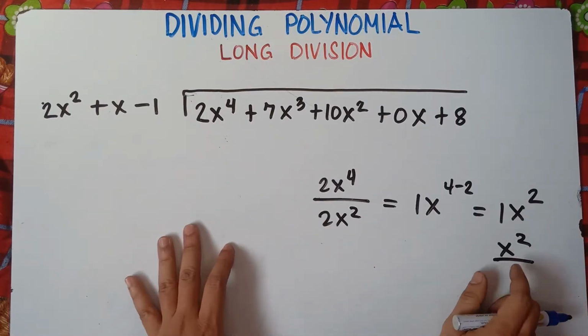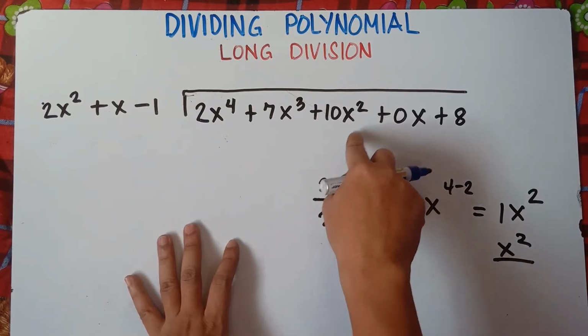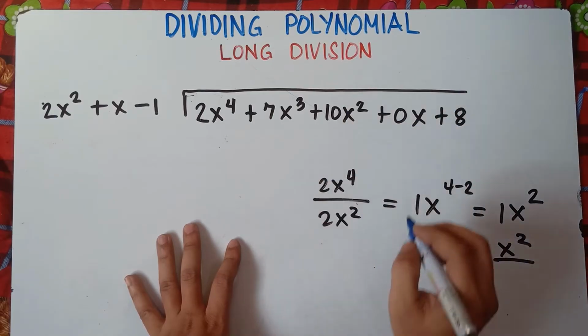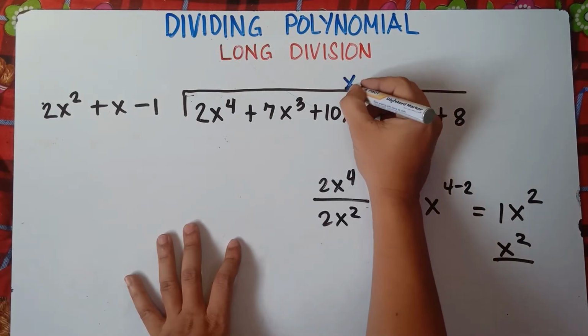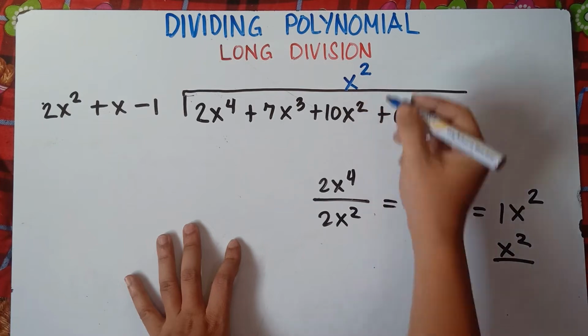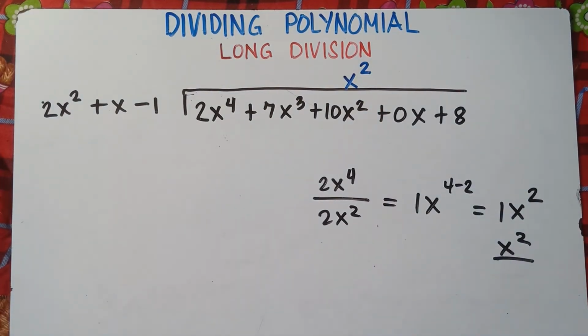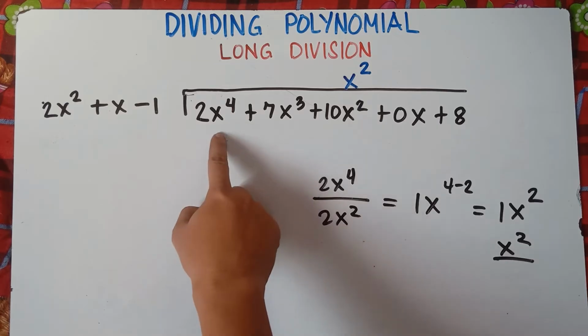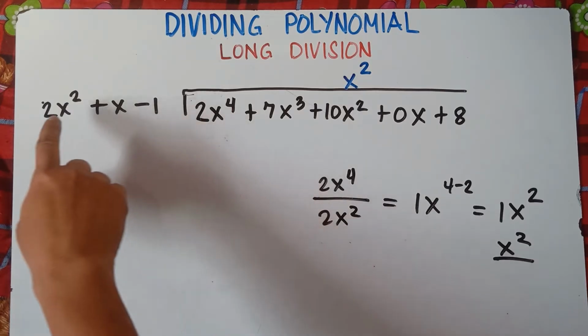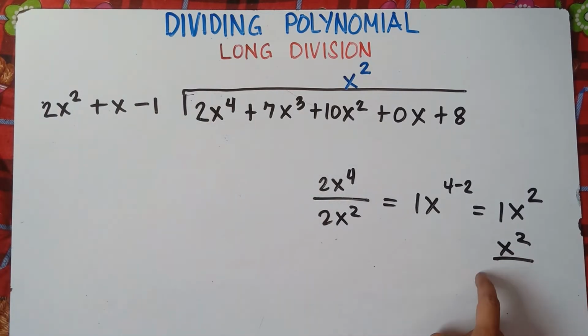Now, since your answer is x squared, you need to align your answer in x squared. Okay, so you align your answer here in 10x squared. So that would be x squared. Once again, 2x raised to the power of 4 divided by 2x squared, your answer is 1x squared or x squared.